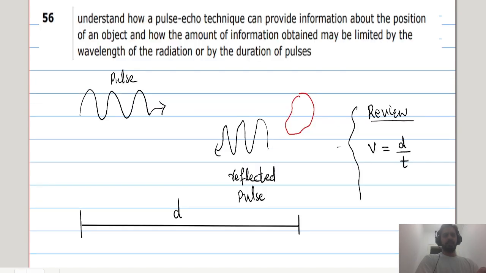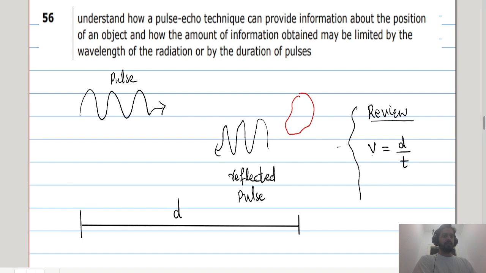Finally, let's talk about the pulse echo technique. This technique is used to determine the position of an object using reflected pulses. Here's how it works. A short pulse of radiation, like sound or an electromagnetic wave, is sent out. The pulse reflects off an object and returns as an echo. By measuring the time taken for the echo to return, we calculate the distance using a simple equation, which I've written here. Velocity equals distance over time.